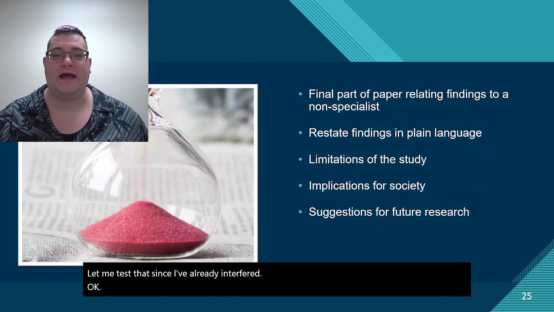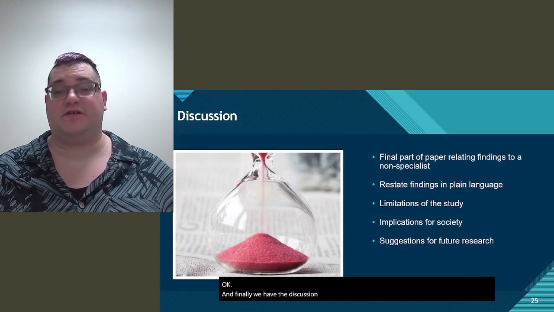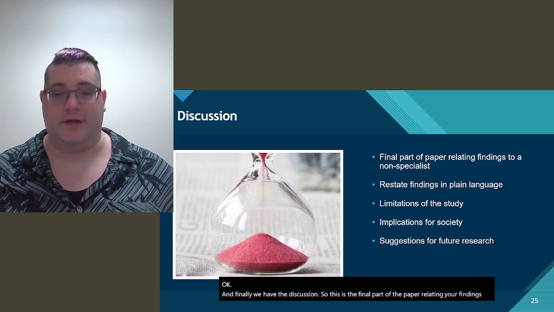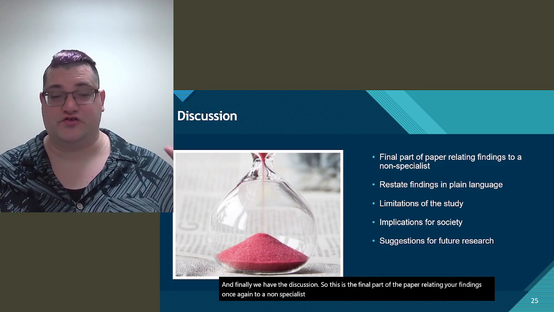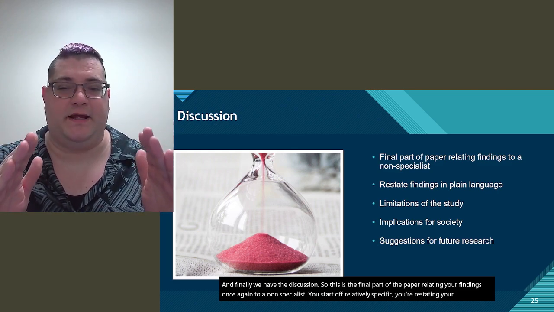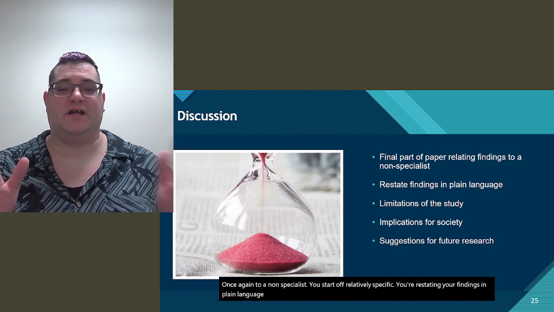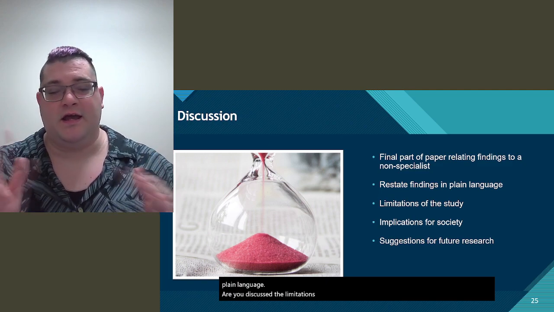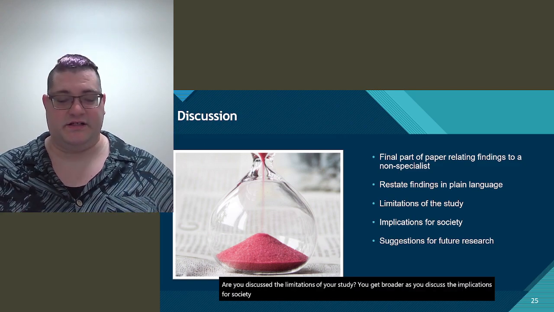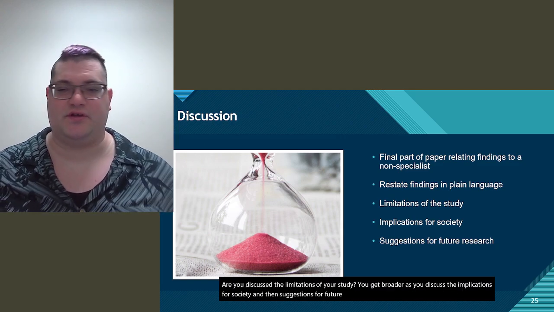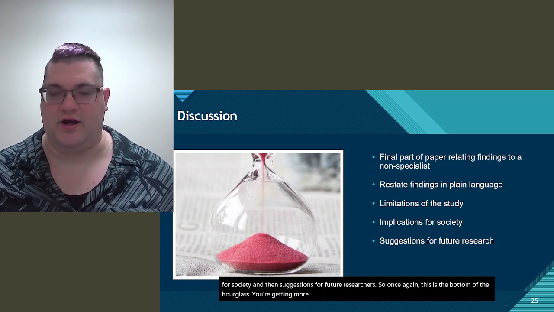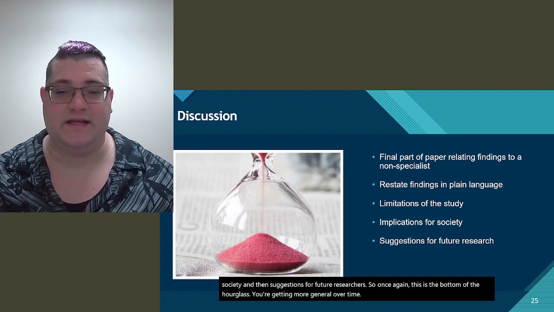And finally, we have the discussion. So this is the final part of the paper relating your findings, once again, to a non-specialist. You start off relatively specific. You're restating your findings in plain language. You discuss the limitations of your study. You get broader as you discuss the implications for society, and then suggestions for future researchers. So once again, this is the bottom of the hourglass. You're getting more general over time. And that is the end of this part.